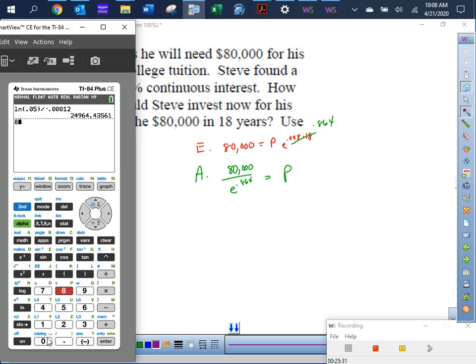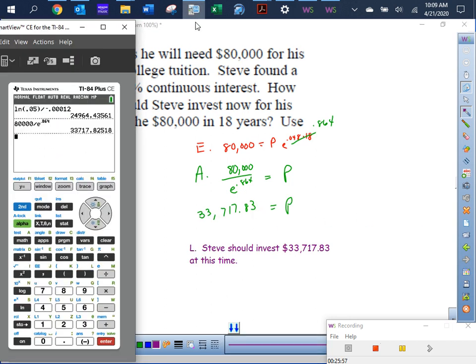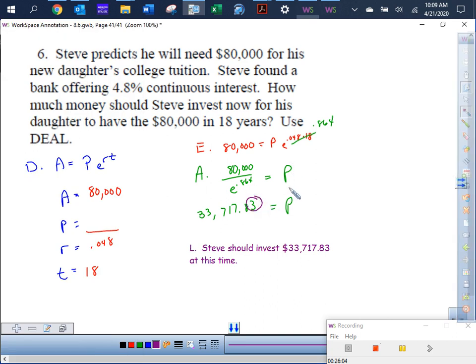80,000 divided by e to the, the calculator already puts the exponent thing for you, so you just put the 0.864. And this is how much money that Steve should invest normally. So I will round that up a little bit to 83 cents in that case, because if you put 82 cents away, it really wouldn't add up to be the 80,000. So always round up a penny. It's similar to those loan problems. So Steve should invest $33,717.83 at this time.